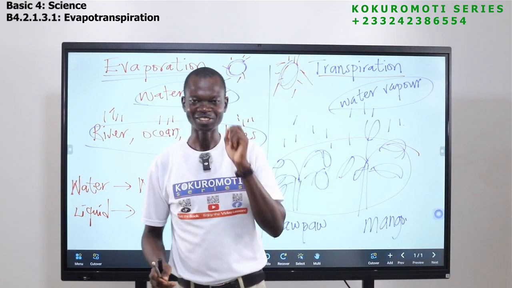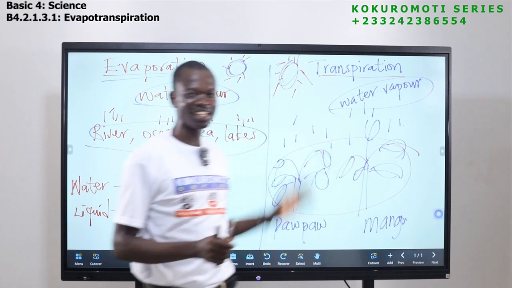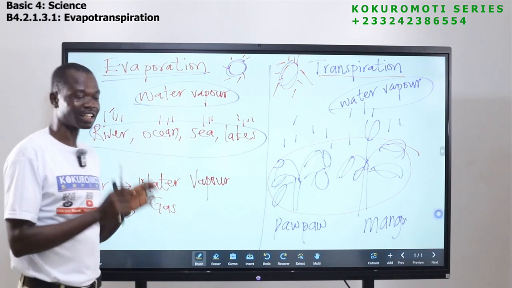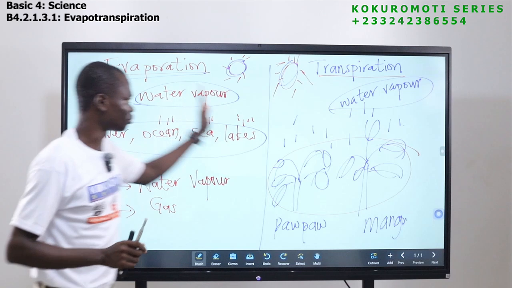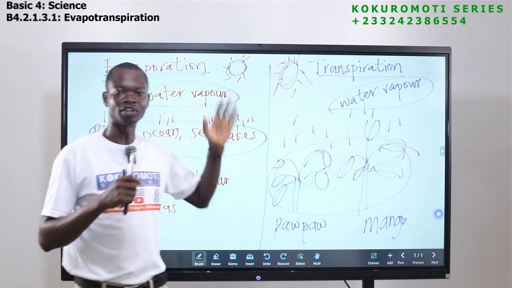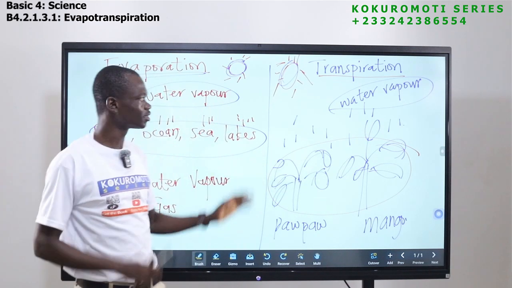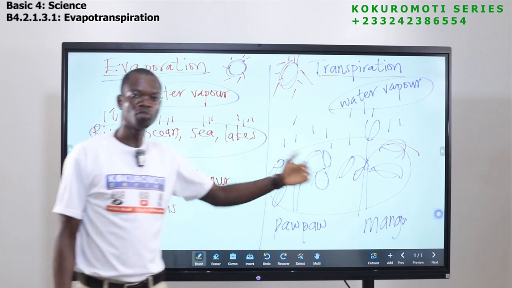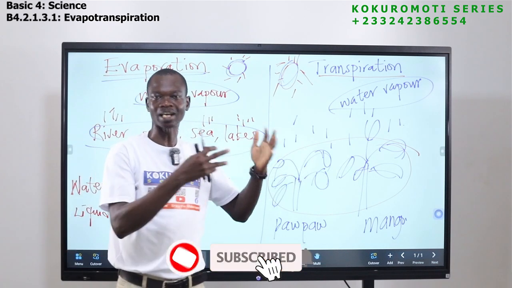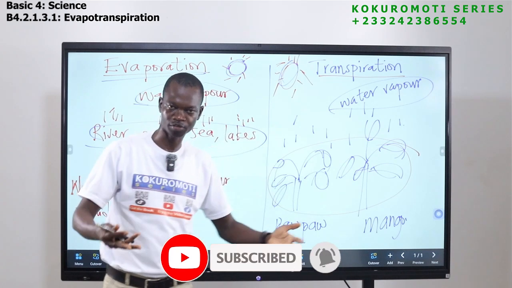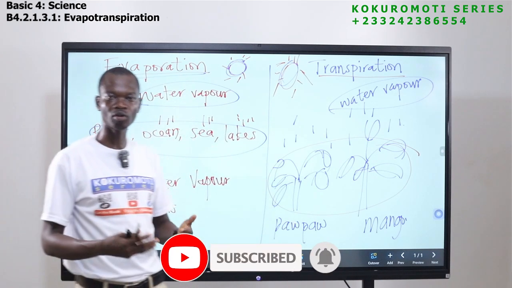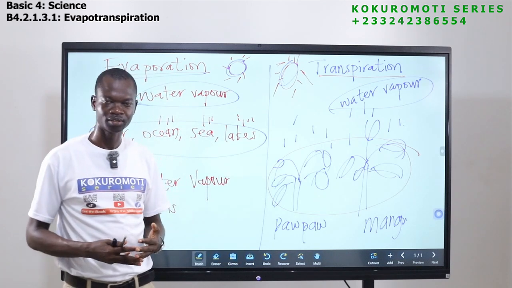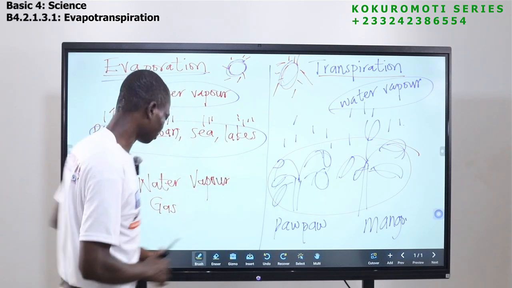So interesting. What you should understand is that in today's lesson, we are looking at only two processes: evaporation and transpiration. Evaporation takes place in water bodies. Transpiration takes place in plants. Both of them release water vapor into the atmosphere. They also need heat before evaporation can take place, before transpiration can take place. Okay, so that is that.